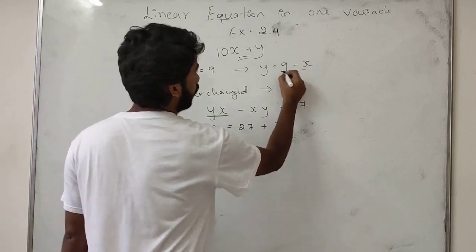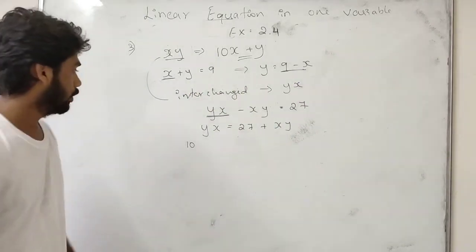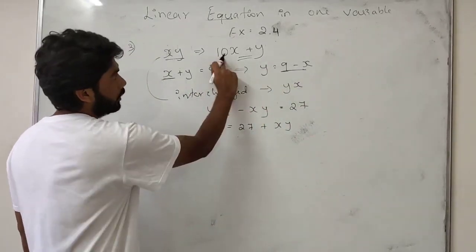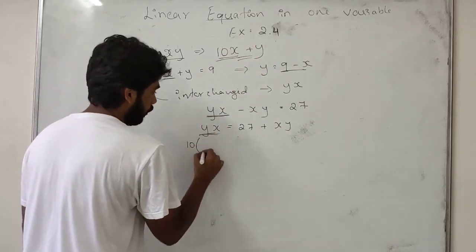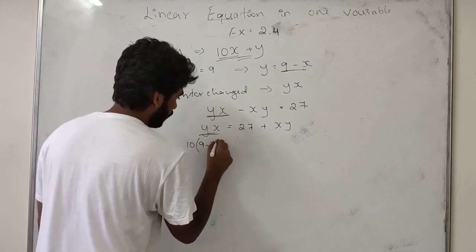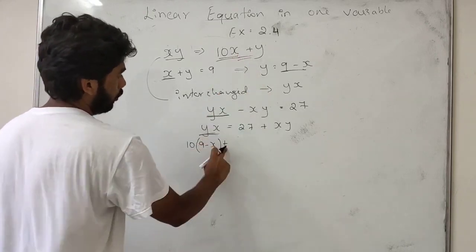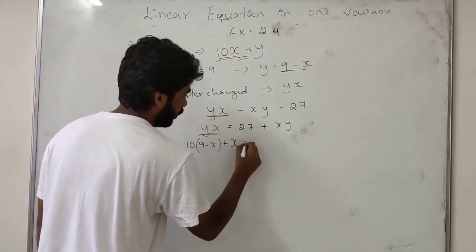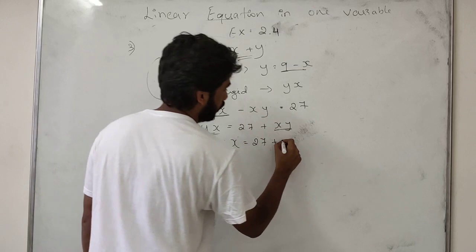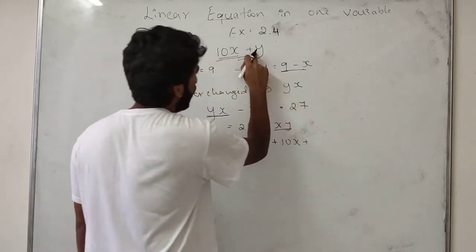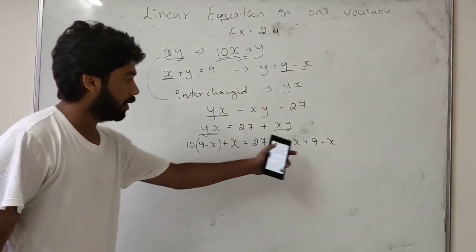Y means I am getting 9 minus x, and x is x only. So I can write it in this way: 10y plus x, taking 10 times 9 minus x, plus x, is equal to 27 plus xy, which is 10x plus y, where y is 9 minus x. So in this way we have to write the equation.